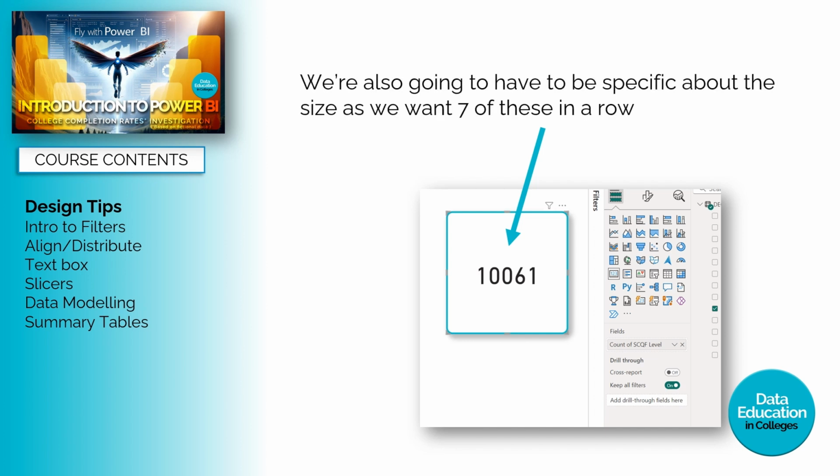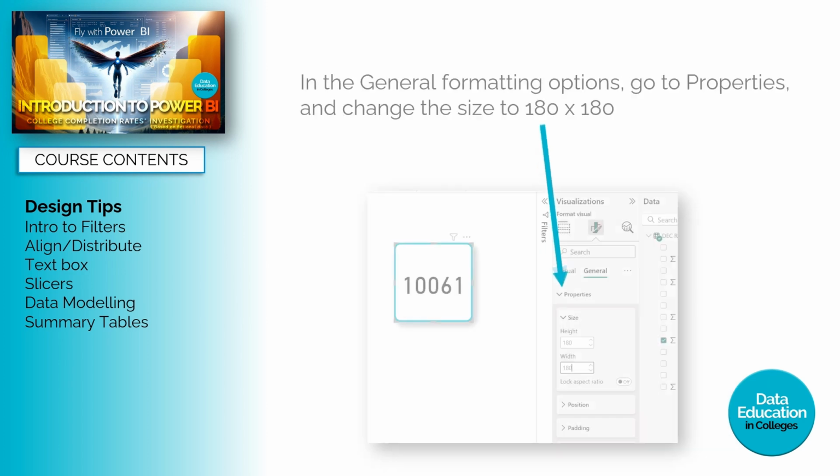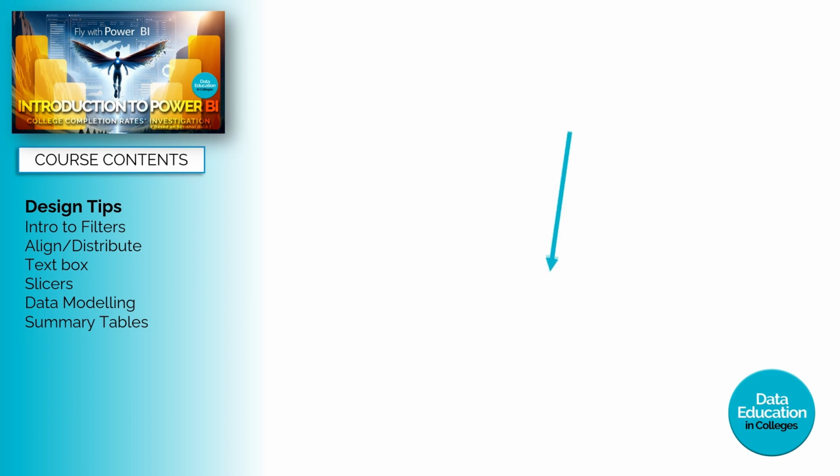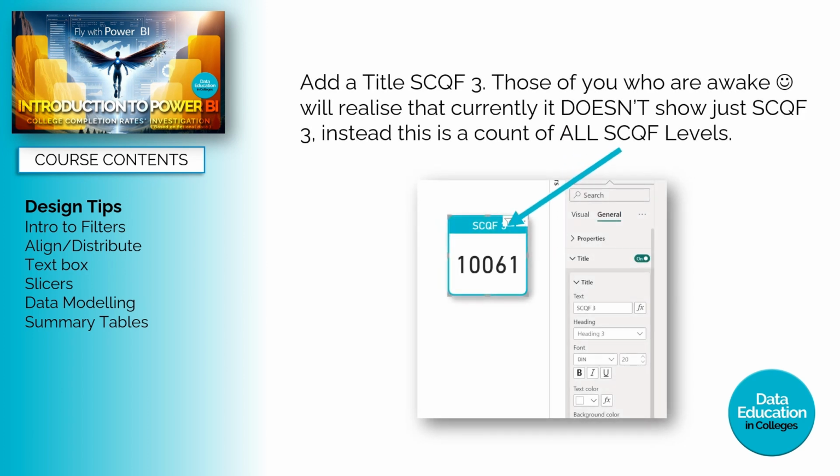And we're also going to be very specific about the size. We want 7 of these in a row. So in the format options, if you open up properties, force each card to be 180 pixels by 180 pixels. Add a title SCQF3.